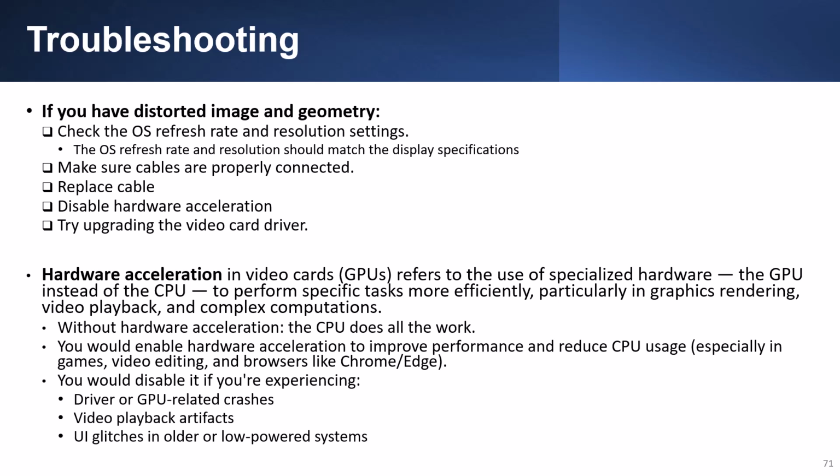Hardware acceleration in video cards refers to the use of specialized hardware, where the GPU instead of the CPU performs specific tasks more efficiently, particularly in graphics rendering, video playback, and complex computations. Without hardware acceleration, the CPU does all of the work. You would enable hardware acceleration to improve performance and reduce CPU usage, especially in games, video editing, and browsers like Chrome and Edge. You would disable it if you're experiencing driver or GPU-related crashes, video playback artifacts, or user interface glitches in older or low-powered systems.